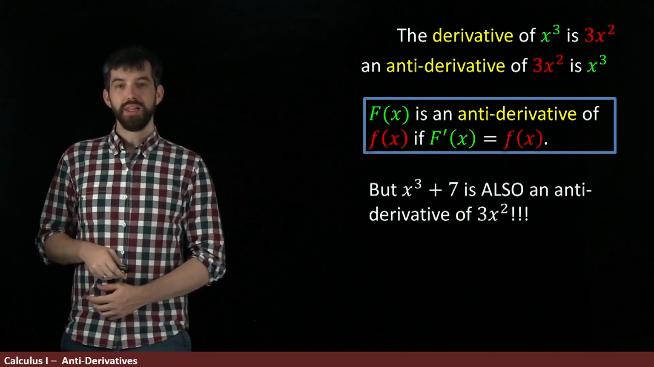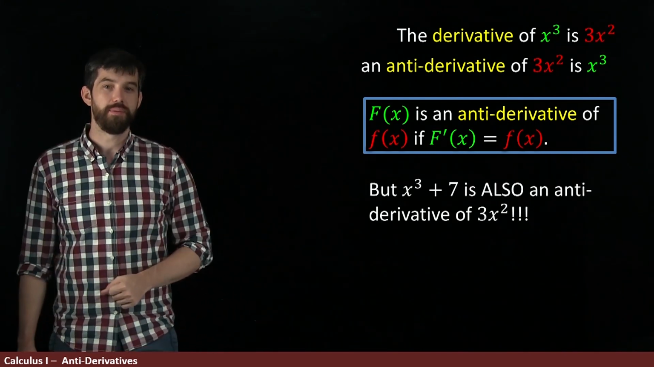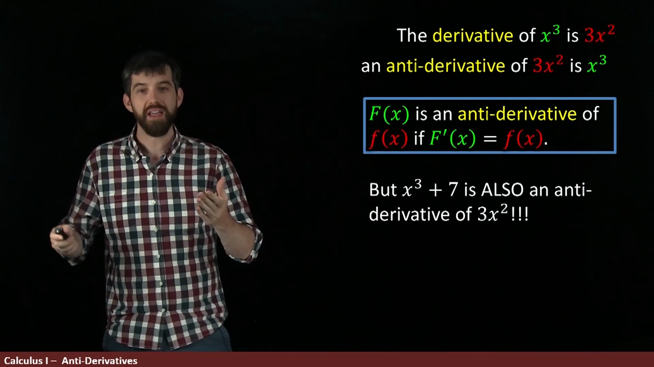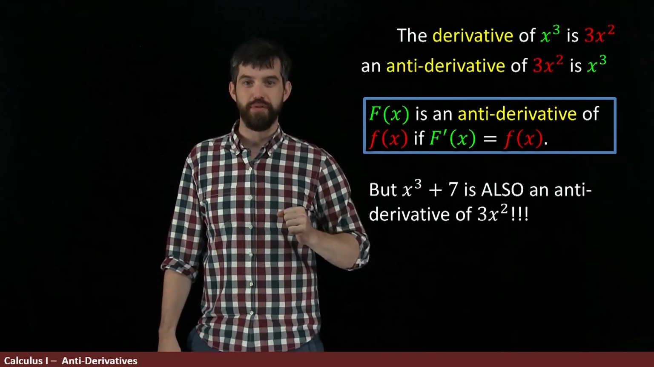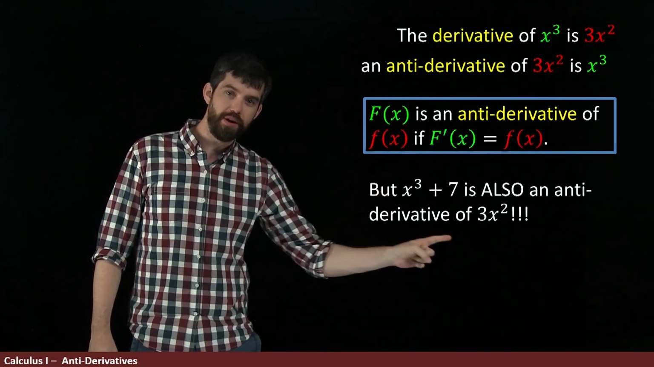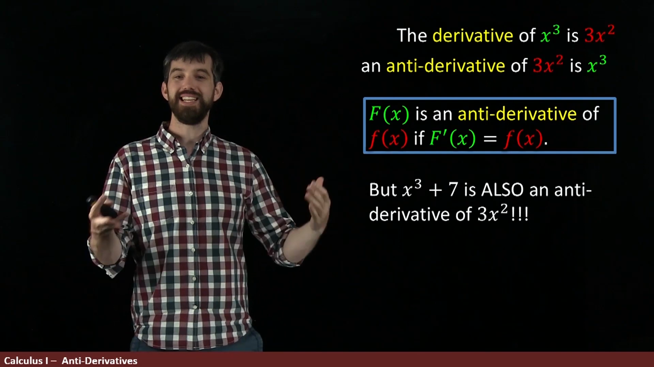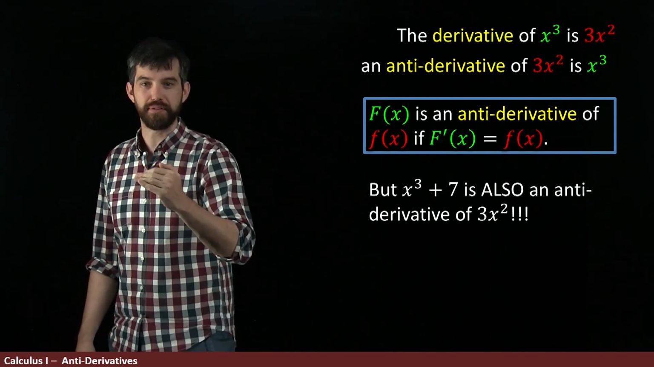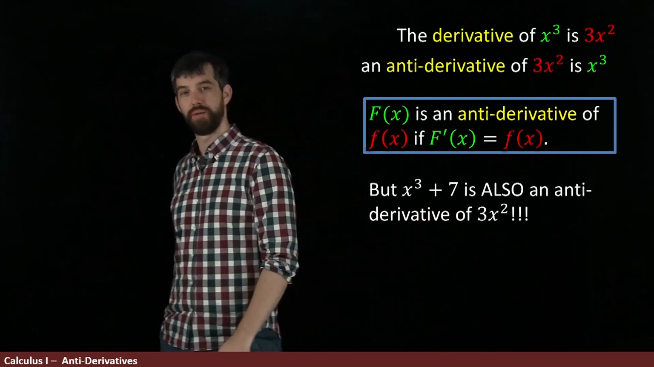For instance, look at this function x cubed plus 7. It's also an antiderivative of 3x squared. Why? Well, I claim this is my antiderivative, this is my capital F. If I take the derivative of it, I get 3x squared, and the derivative of 7 is 0. So there are two different antiderivatives for the same function, 3x squared.